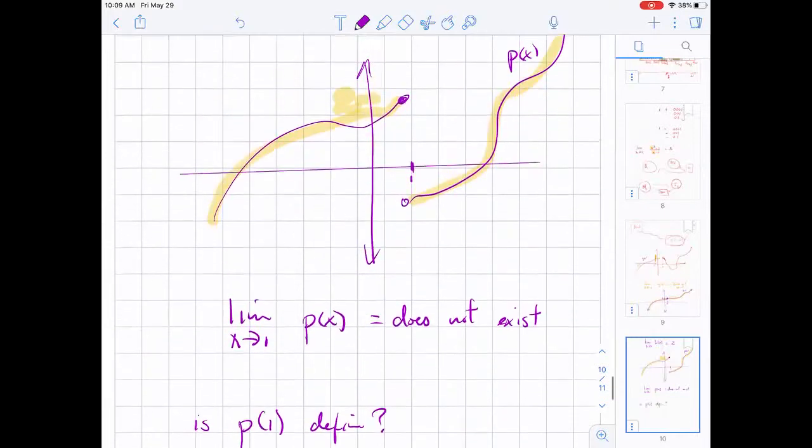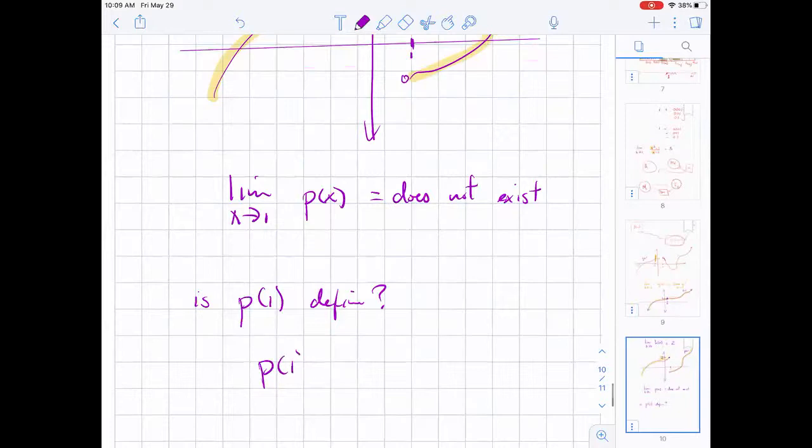Is P of 1 defined? Yes, P of 1 is defined. It will be this height here if that's 2. So P of 1 is equal to 2, but the limit doesn't exist at x equals 1. Do you see the difference? Yes. Okay.